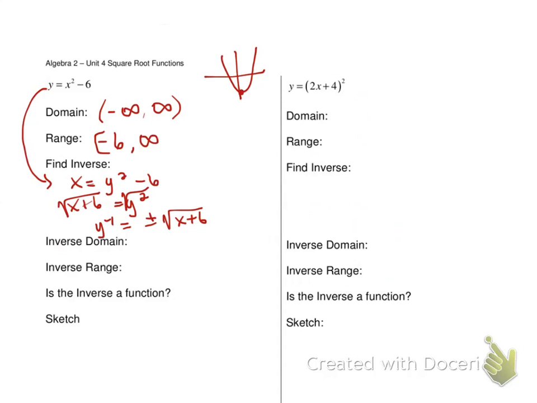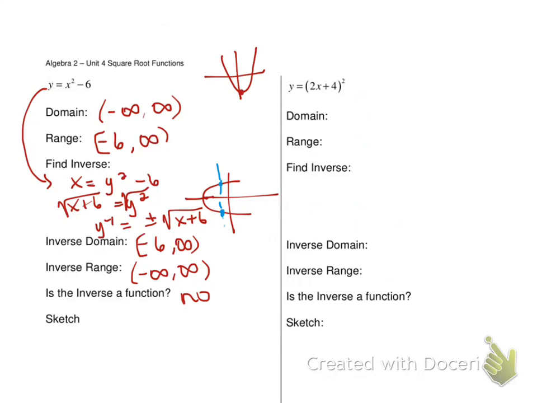So what should be the new domain? Negative 6 to infinity, because it has to switch. What should be the new range? Negative infinity to infinity. So if I were to graph this, it would be a function to the side, like this. Okay? So, is this a function? No, because it does not pass the vertical line test. Okay? So, oh, here's where I'm supposed to draw a sketch of it. So this moves negative 6, looks like this, not a function.